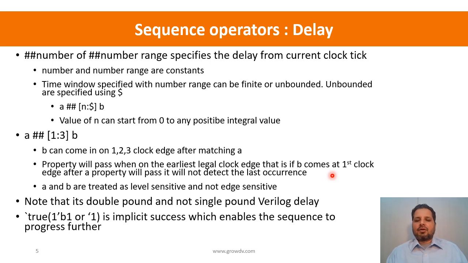Like for example, in Python, when you do regular expressions, you have greedy match, which will match as much as it can. But here the sequence is not like that. The sequence will match as soon as it sees that B has come, the property has passed, and whatever further assertion of B takes place will be ignored.